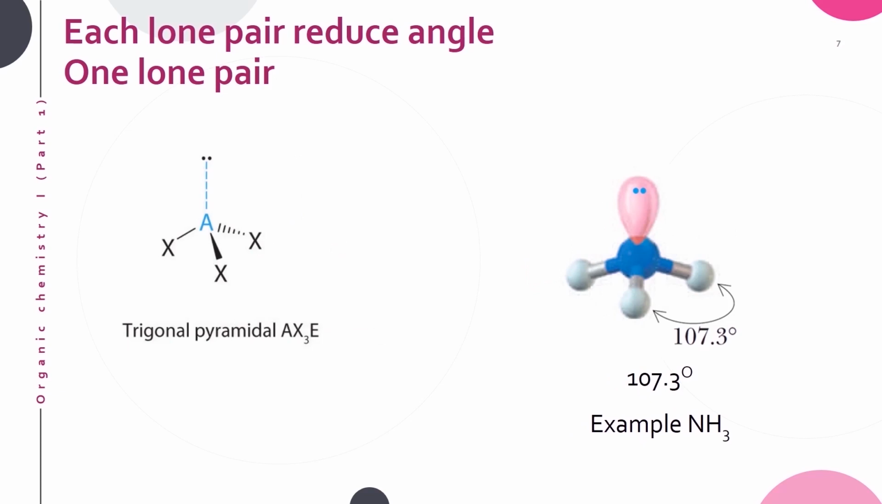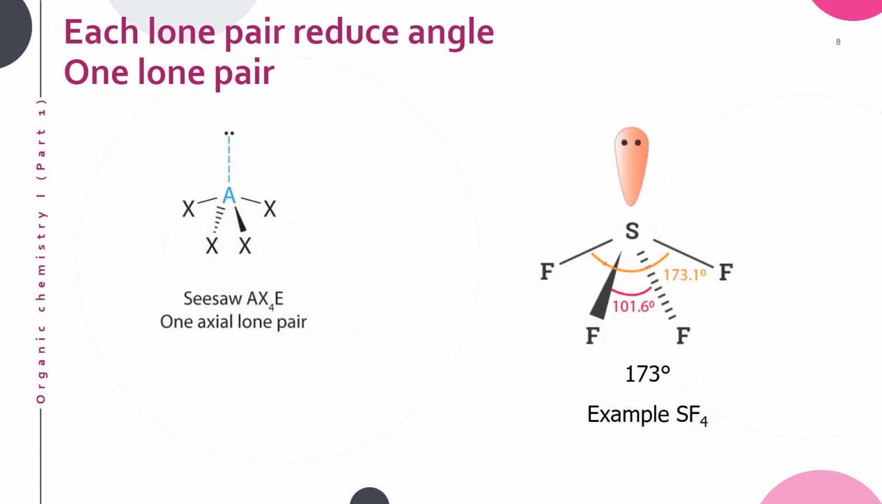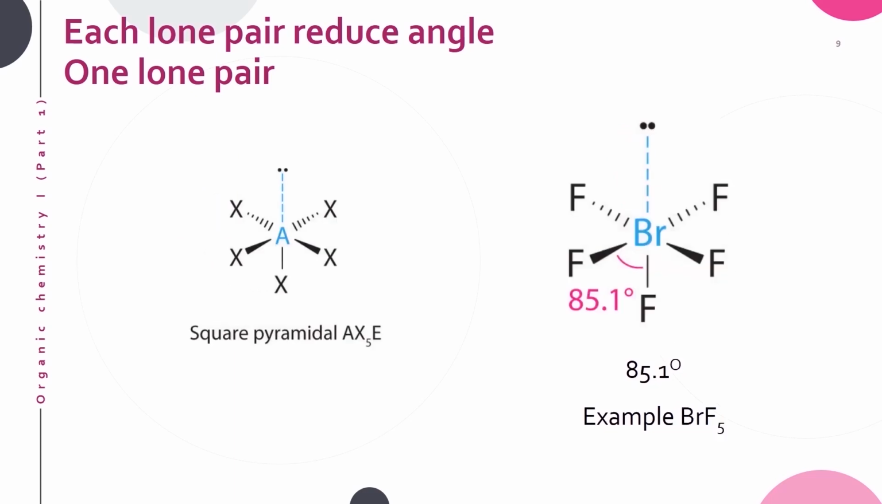The presence of one lone pair with 3 bonds results in the formation of a trigonal pyramidal shape, similar to what we saw with the ammonia molecule. 4 bonds and 1 lone pair result in the formation of a seesaw shape with an angle of 173. One example is sulfur tetrafluoride. A square pyramidal shape forms when the central atom bears 1 lone pair and is bonded with 5 atoms. For example, in bromine pentafluoride, the bonding FBrF angle is equal to 85.1 degrees.